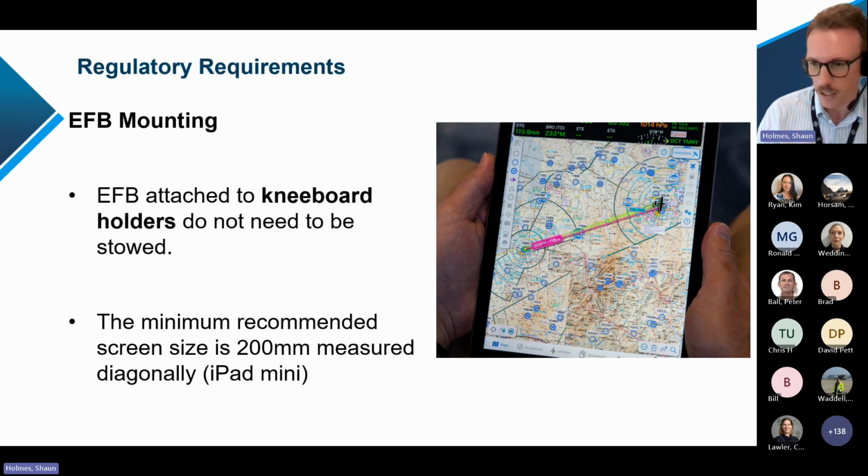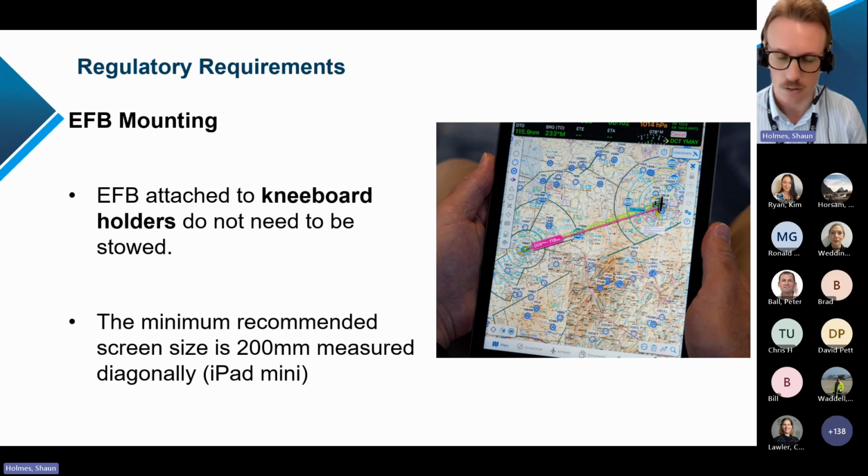And we also recommend a minimum screen size. The minimum recommended screen size is 200 millimeters measured diagonally. So as an idea, an iPad mini is an indication of that 200 millimeters. Can you use a mobile phone? Well, yes, you can, but there are going to be situations where it's going to be difficult to read and get that information from. So we recommend a certain size.